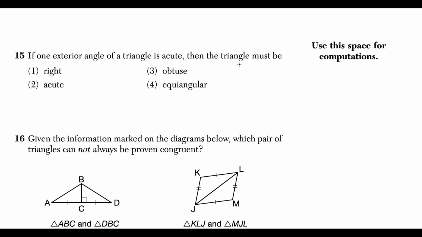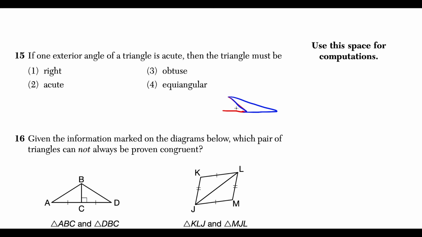Question 15 is all drawing and definition. We're told if one exterior angle of a triangle is acute. So I would draw an acute angle, which means less than 90. Now I'm going to draw a triangle around it. So here's our triangle going around it, and you can see here that our exterior angle is acute.